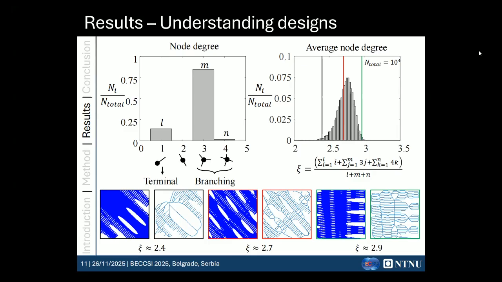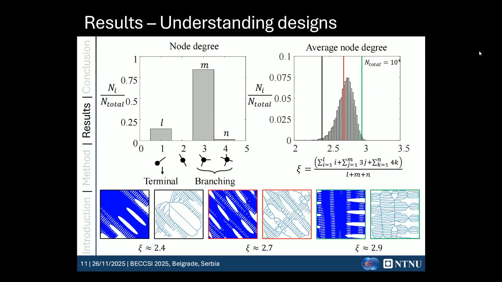Let's look at the right side. On the left side, we already know that node degree equal to 3 dominates the designs. But how about the average node degree distributions? This is the data result for a total of 10,000 cases. As we can see, the node degree is normally distributed between 2 and 3.